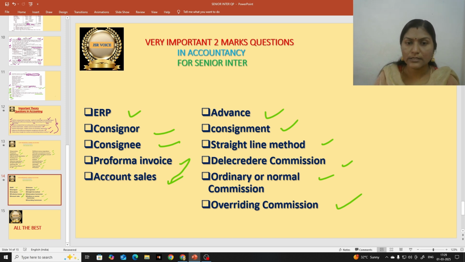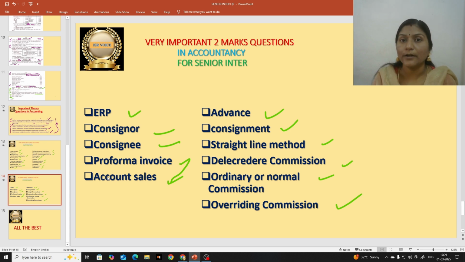This is a list of total 2 marks important questions. If you learn all these questions, you will get 10 marks. So hope you understood the question paper pattern and how to appear for the examination, as well as important questions from the final examination point of view. Hope this is clear, students.